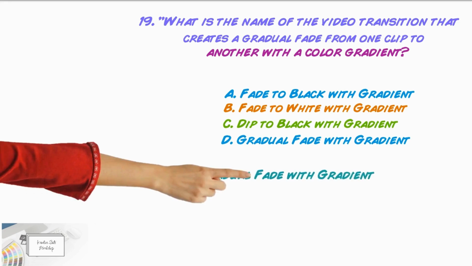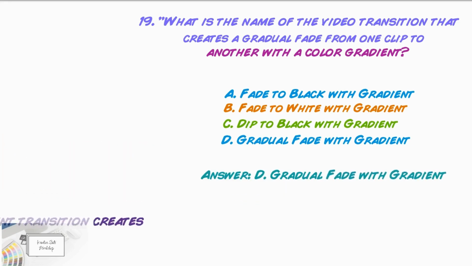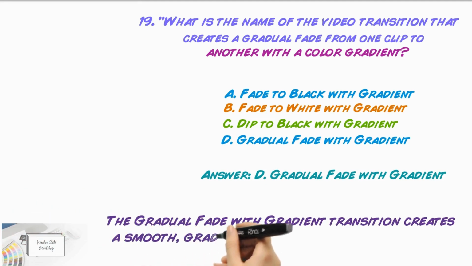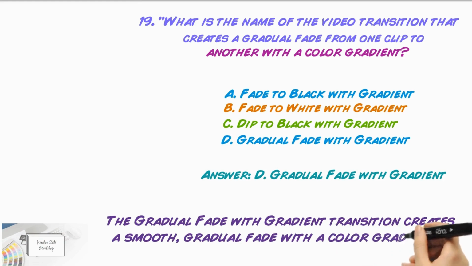Answer: D. Gradual fade with gradient. The gradual fade with gradient transition creates a smooth, gradual fade with a color gradient.